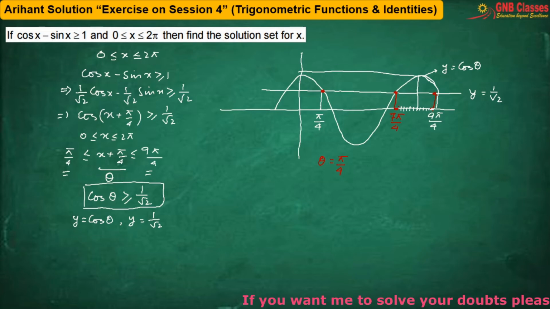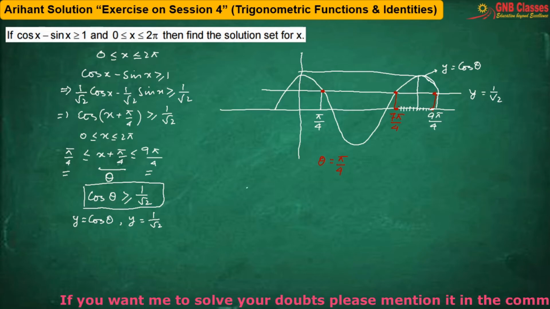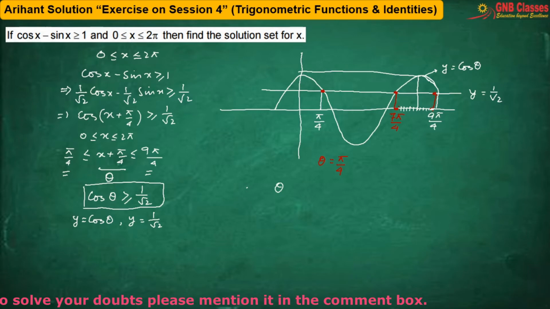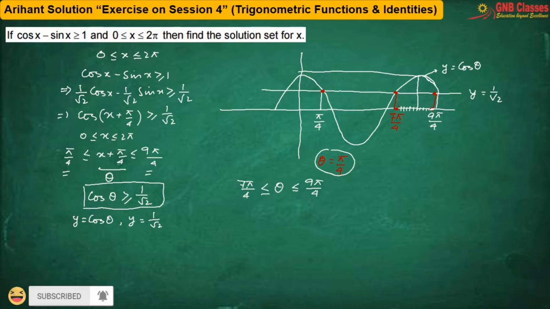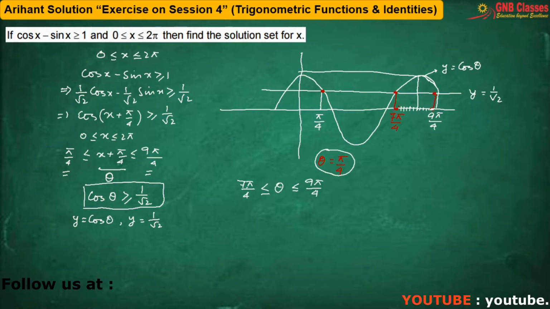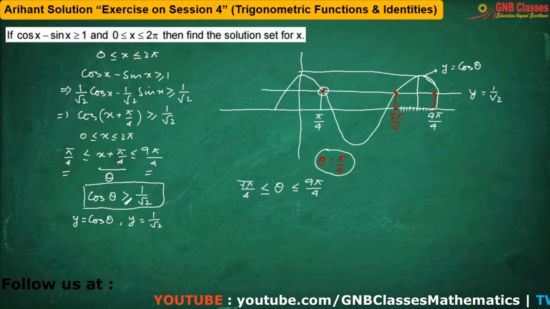Therefore, your theta must lie between 7 pi by 4 to 9 pi by 4. Is it clear? Here only your cos theta will be greater than equals to 1 by root 2, including this point. Remember, because at theta equals to pi by 4, the value of cos theta is 1 by root 2. Since they have given that there is an equal sign over here, so we have to consider this point also.